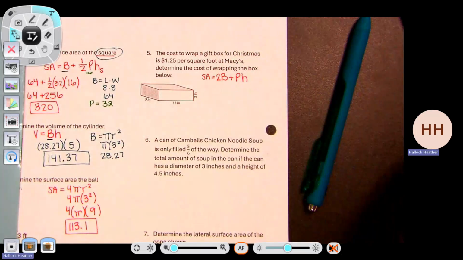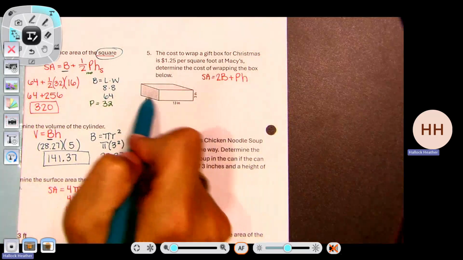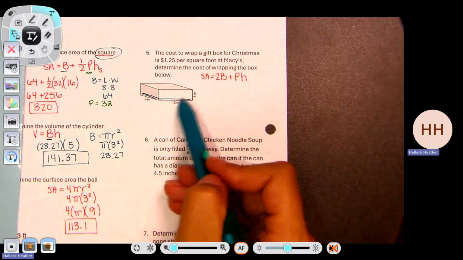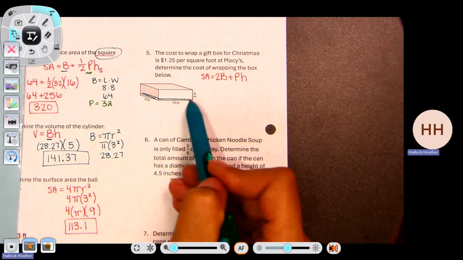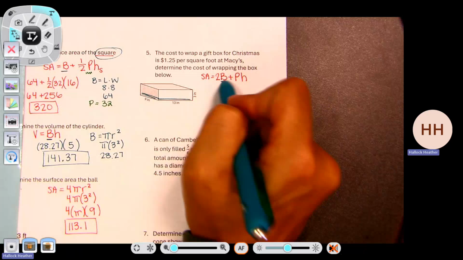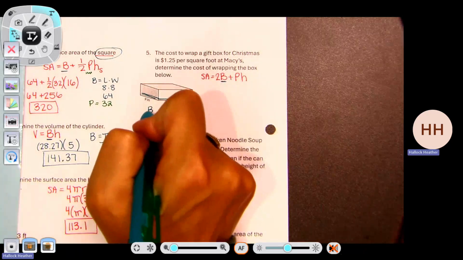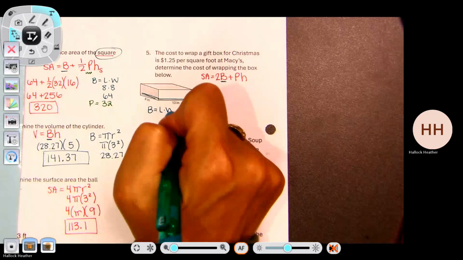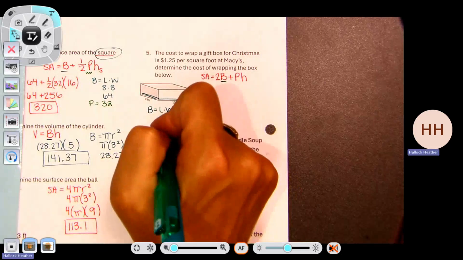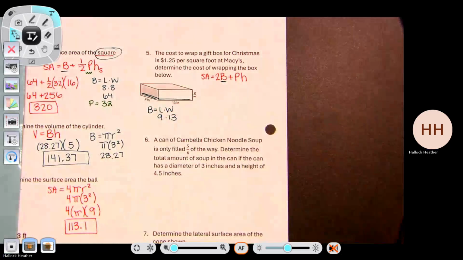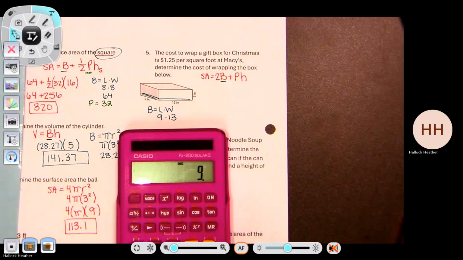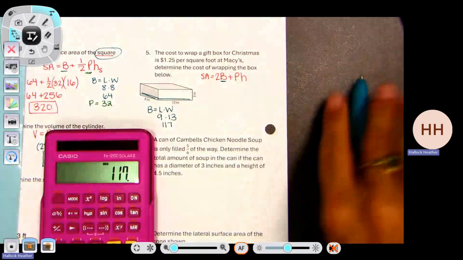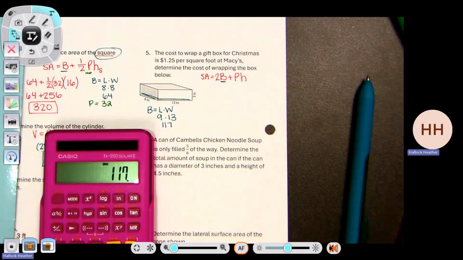And I have to think that the bottom of the box has dimensions 9 and 13. You can't see the other side, but 13 would be on the back, 9 would be on the other side. So we're going to start by finding B. So B, because it's a rectangle, is length times width. I'm going to use 9 and 13, which is 117.